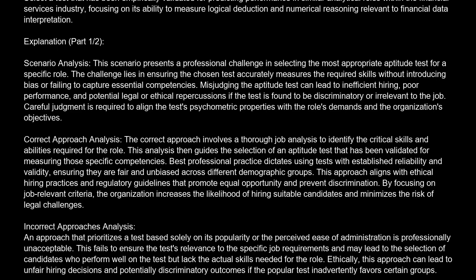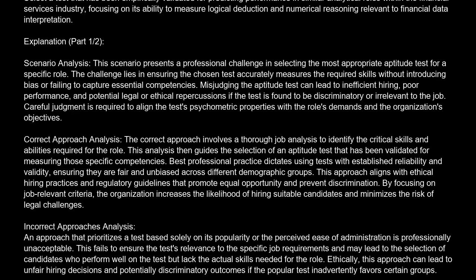Explanation. Scenario analysis. This scenario presents a professional challenge in selecting the most appropriate aptitude test for a specific role. The challenge lies in ensuring the chosen test accurately measures the required skills without introducing bias or failing to capture essential competencies. Misjudging the aptitude test can lead to inefficient hiring, poor performance, and potential legal or ethical repercussions if the test is found to be discriminatory or irrelevant to the job. Careful judgment is required to align the test's psychometric properties with the role's demands and the organization's objectives.